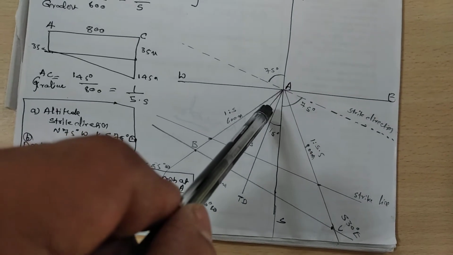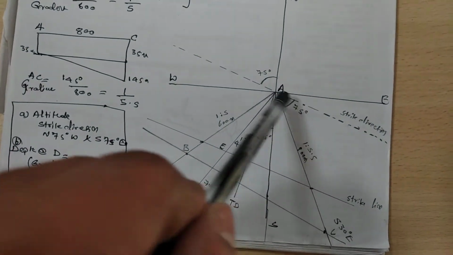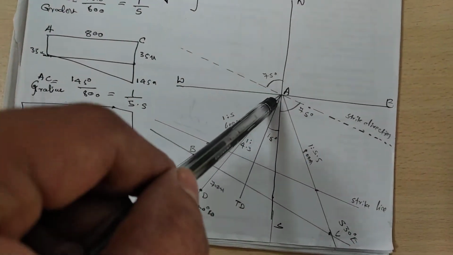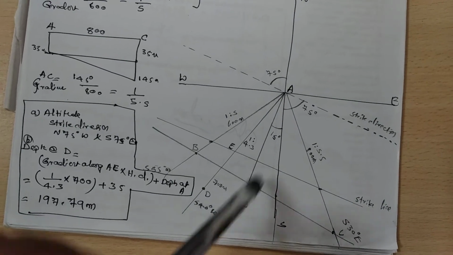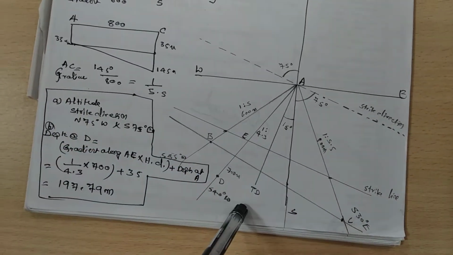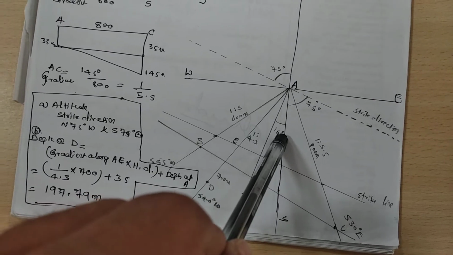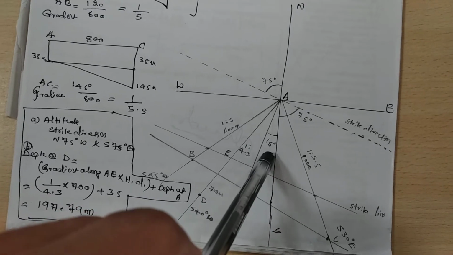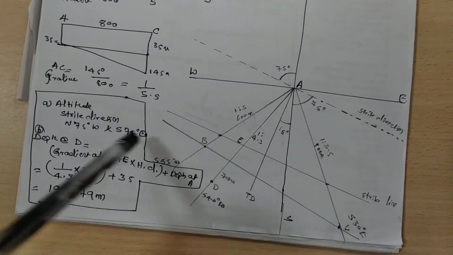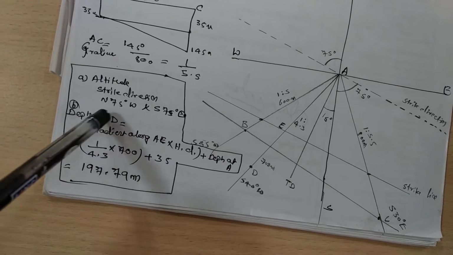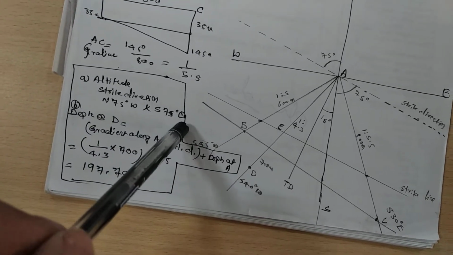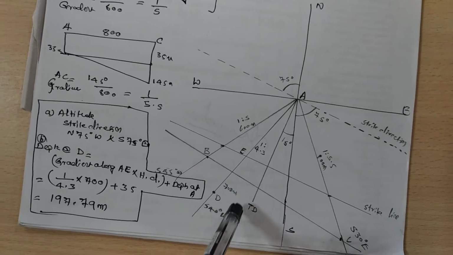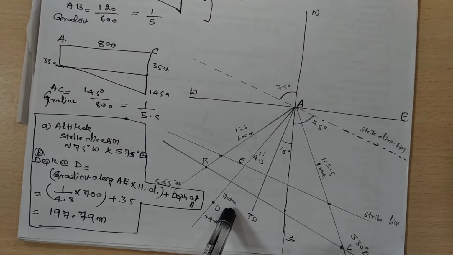Okay, now we need to determine the true dip direction. The strike and dip are perpendicular to each other. Keep the protractor here and mark the 95 degree angle and draw a line. You will get the true dip direction, and you can measure with the protractor. You will get 15 degree. That's called your strike direction. You got the strike direction, north 75 degree west and south 75 degree east, and you got the dip direction also here.